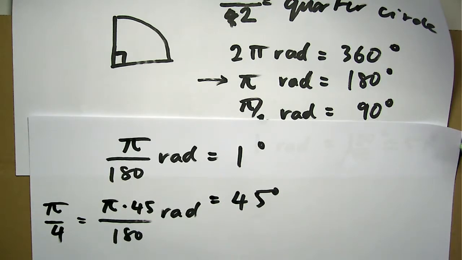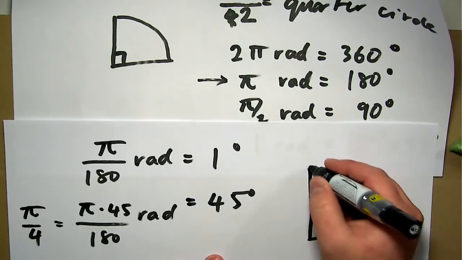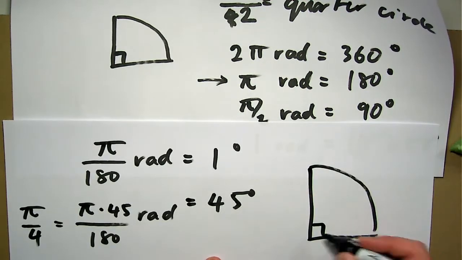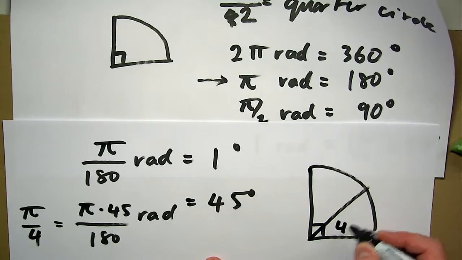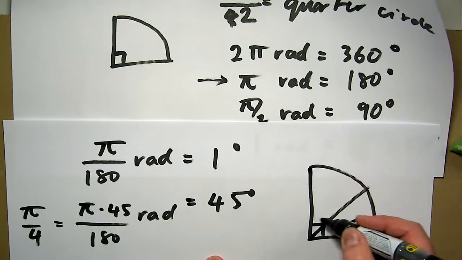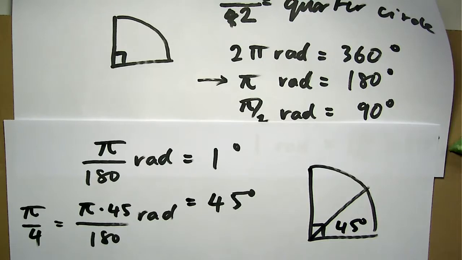Well, thinking back to our right angle, we know that this was 90 degrees, and half of that is 45 degrees. We also know that the right angle was pi over 2 radians, and half of that is pi over 4 radians. So everything is matching up very nicely here.